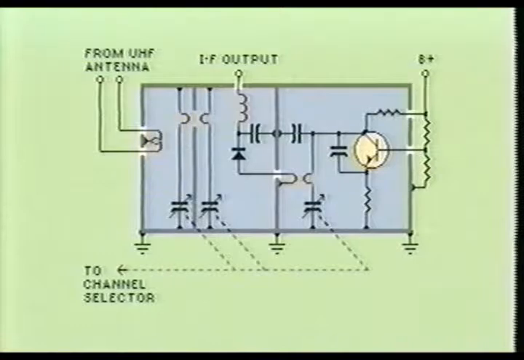Now let's see how this circuit works. As the incoming RF signal strikes the antenna, a signal is produced across the antenna input coil. This RF signal is then electromagnetically coupled to the tuned line coil in the first compartment. As you may have noticed, the tuned line coil is in series with the first of 3 gang-tuned trimmer capacitors.